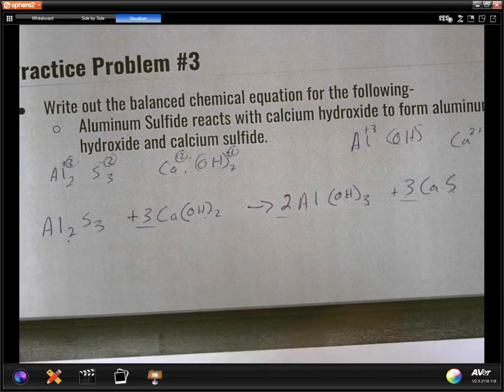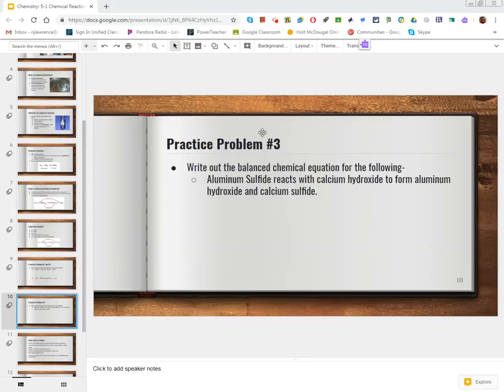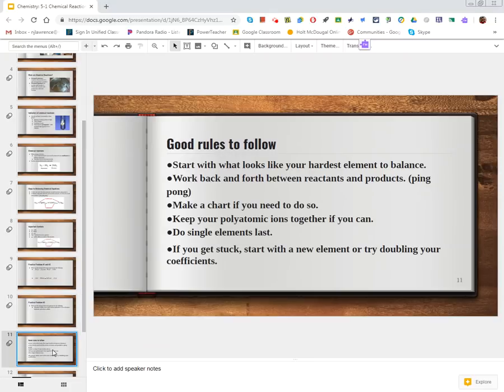Again, this just is a skill. It's a process. You just got to take some time practicing it. But once you kind of get it down, you're going to find it's pretty easy. So here are the tips. Good rules to follow. Again, start with whichever element looks the hardest to balance. Work back and forth between the reactants and products. Again, we're playing ping pong here. Do one element at a time, left and right. If you need to, make a chart. There's no shame in that.